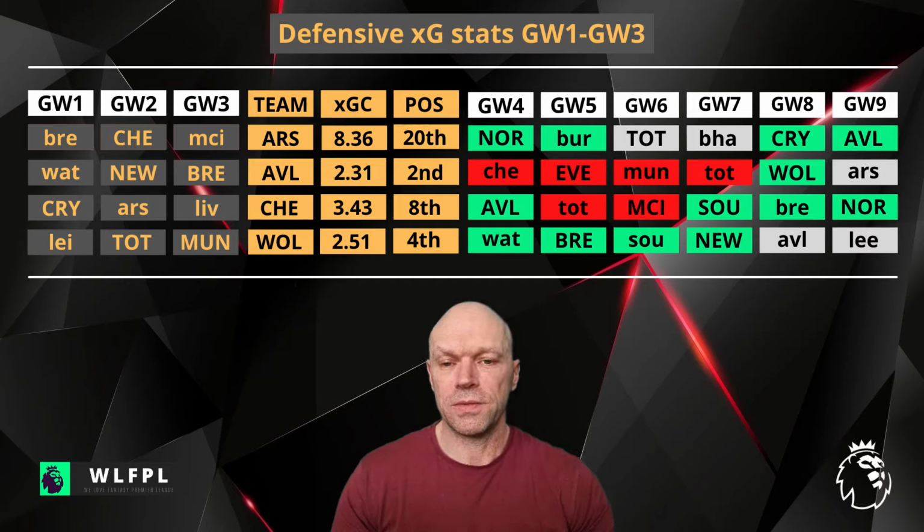The next team, Aston Villa, is the same situation but in reverse. Over the first 3 games, they were second best for expected goals conceded at only 2.31. But look at the fixtures they've had. They've had Watford, Newcastle and Brentford. So their fixtures have been amongst the best out of everyone. So you would expect their expected goals conceded figures to be good, right?